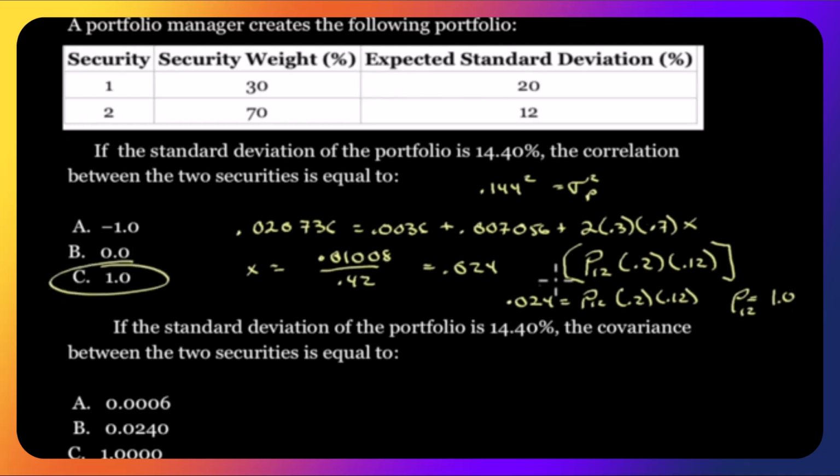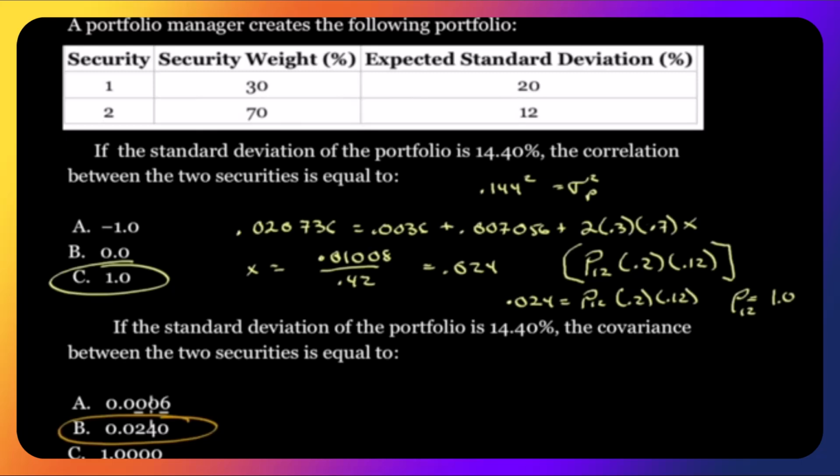Now, I'm not going through every step because I know your time is precious and you can do the calculator work. I'm just trying to hit the process here, right? If the standard deviation of the portfolio is 14.4%, which we just did, the covariance between the two securities is, well, we started by calculating the covariance and then we solved for the correlation. So we were doing the same step. The covariance is 0.024. There it is right there, B.